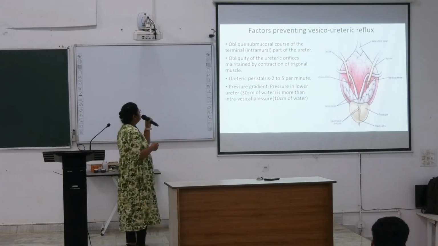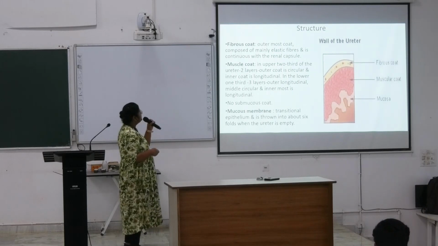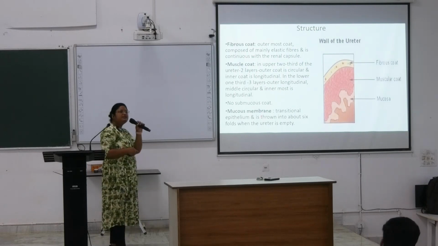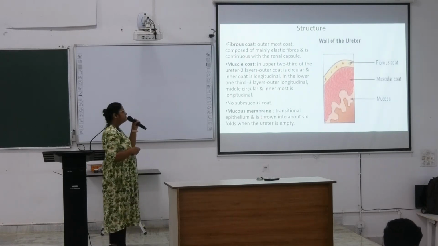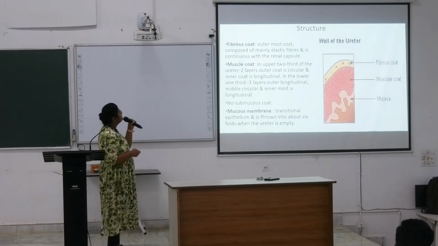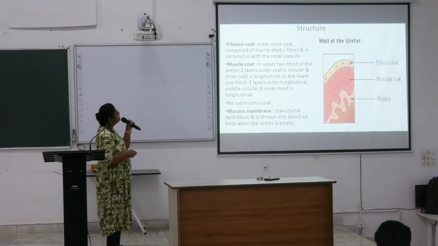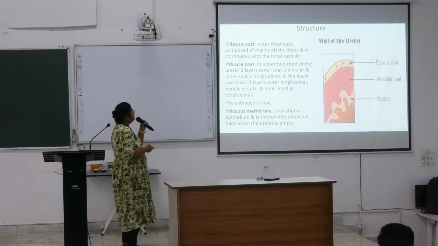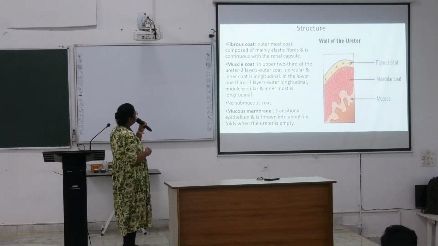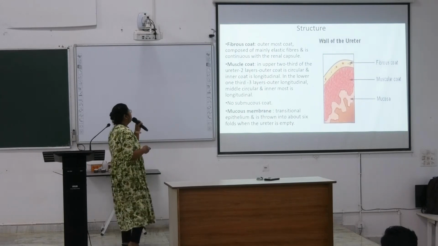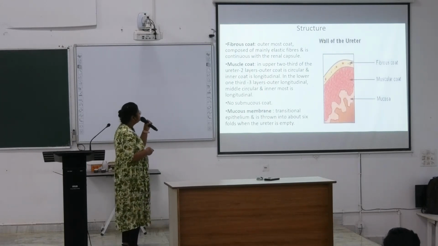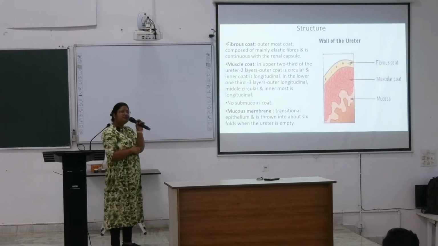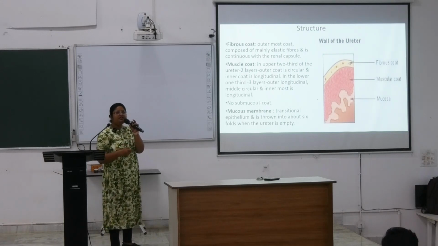Next, these are the histological structures of the wall of the ureter. We are discussing from outside inward. Outermost is the fibrous coat. The outermost coat is composed mainly of elastic fibers and is continuous with the renal capsule. This is the fibrous coat. Then there is the muscle coat. In the upper two-thirds of the ureter, two layers are present. The outer coat is circular, the inner coat is longitudinal. Opposite to the gut: in the gut there is inner circular, outer longitudinal, but in the urinary tract there is outer circular, inner longitudinal.